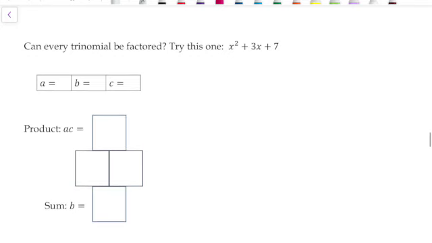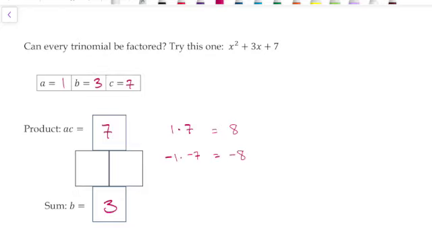Can every trinomial be factored? So let's try this one and see. So B is 3 and C is 7. Okay, so the product is 7 and the sum is 3. So can you think of anything? So two things that multiply to be 1 times 7, they add together and you get 8. Negative 1 times negative 7, add those together and you get negative 8.